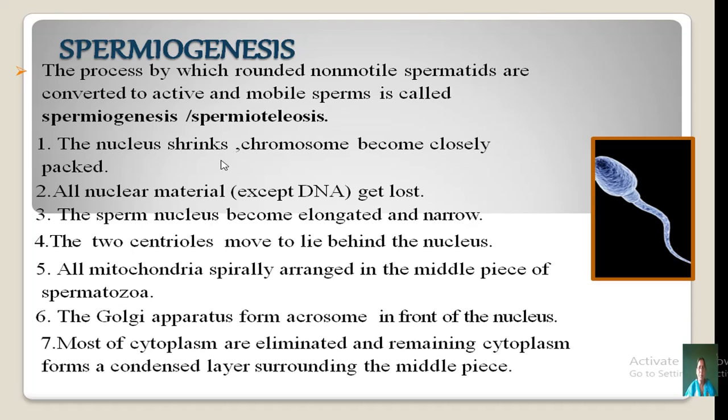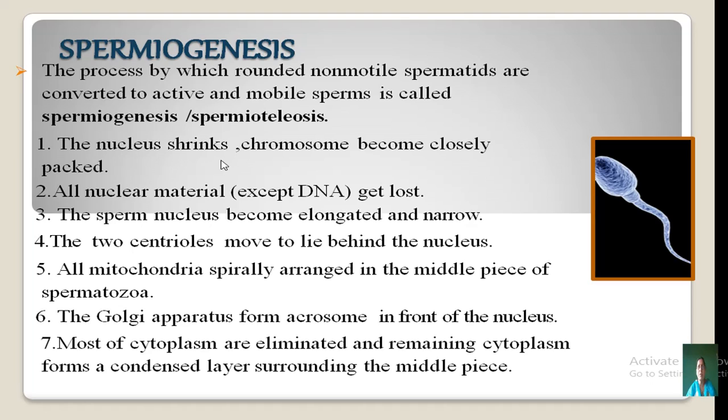Now, most of the cytoplasm of the spermatid is eliminated, but the remaining little amount of cytoplasm forms a condensed layer surrounding the middle piece. Very little cytoplasm is present in sperm, but the spermatid contains a large amount of cytoplasm. So most of the cytoplasm is eliminated during spermiogenesis. This is all about spermiogenesis.